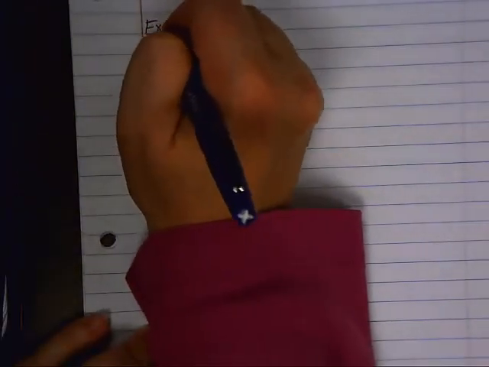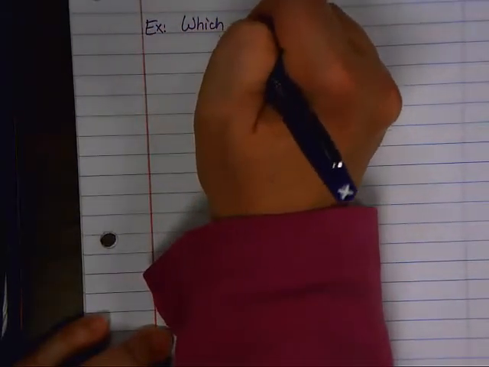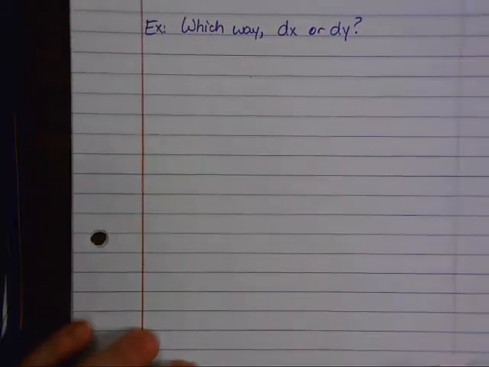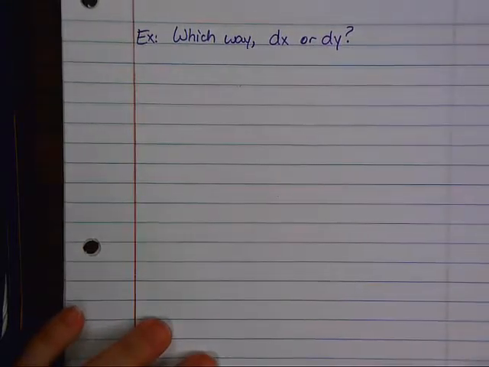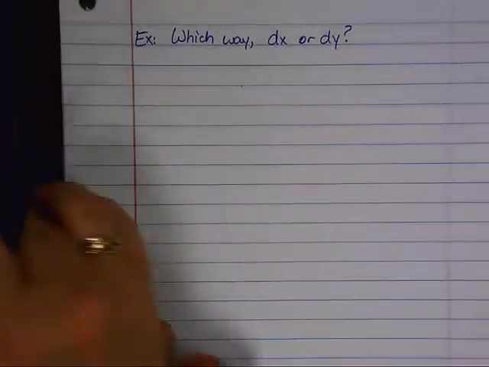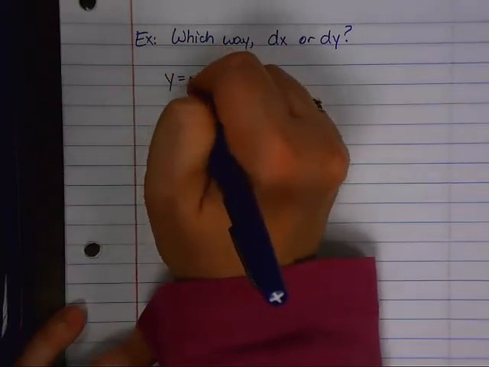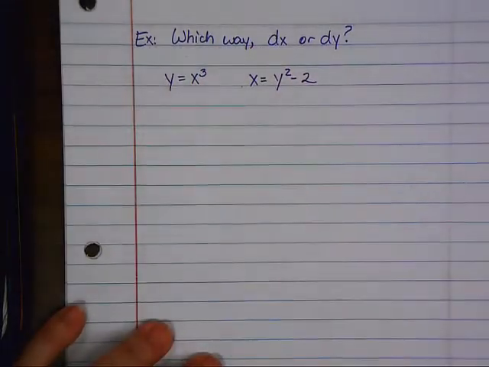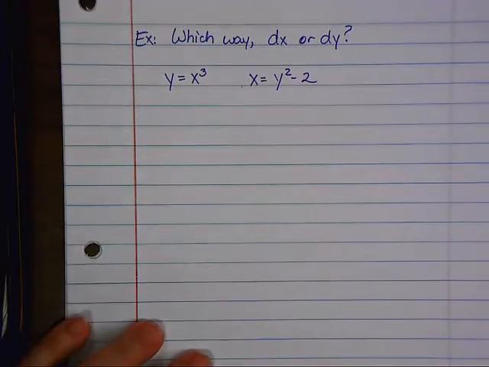This one says, which way, comma, dx or dy. You need to be able to look at a problem and tell whether you can do it with dx's or you can do it with dy's. The last one you could have done either way, because you could have broken it into two and stuck with dx's, or you could have just done the one and done it with dy's. Okay, here are the equations. Y equals x to the third, x equals y squared minus 2. Yuck. One is in terms of x, one is in terms of y, so it's a 50-50 shot.